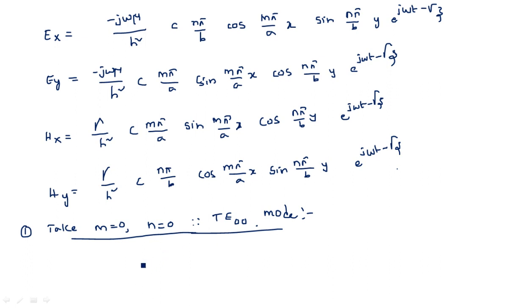Now, what about Ex, Ey, Hx and Hy if m equal to 0, n equal to 0? N equal to 0, first equation gone. M equal to 0, second equation gone. Third equation, m equal to 0, gone. Fourth equation is also gone. So, Ex is equal to Ey is equal to Hx is equal to Hy is equal to 0. All those four components are zero, which means that mode does not exist.